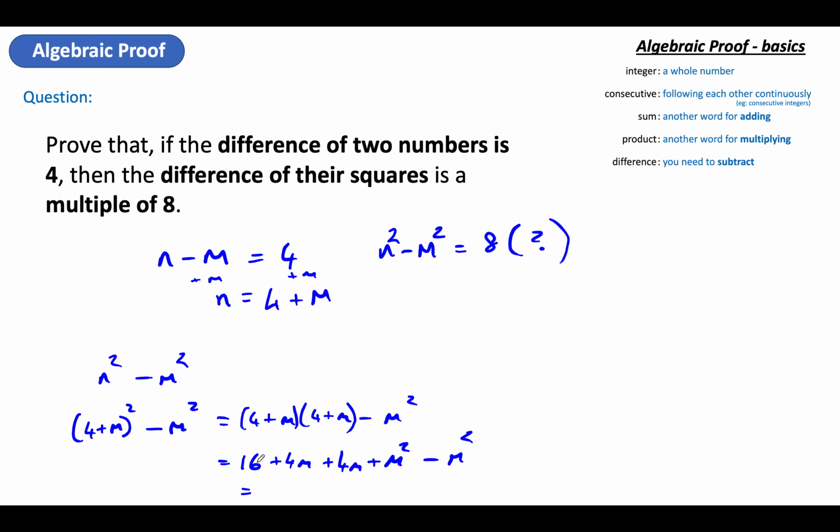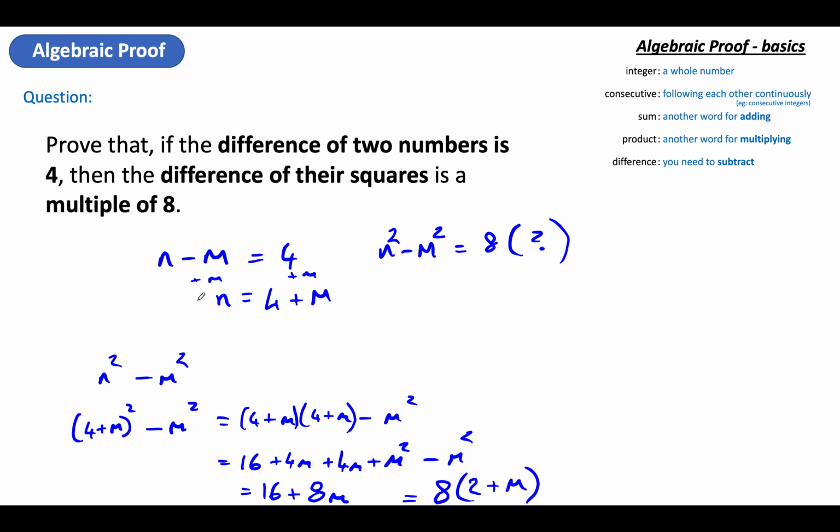Let's simplify. So we've got 16 plus 4m plus 4m is 8m. And then m squared, take away m squared, leaves nothing. This bottom bit definitely factorizes using 8, because I can divide both of these things by 8. 16 divided by 8 is 2, and 8 divided by 8 is 1, so it just leaves m. If I multiply this out, I get 16 plus 8m. And this is a multiple of 8 because it's 8 times something.